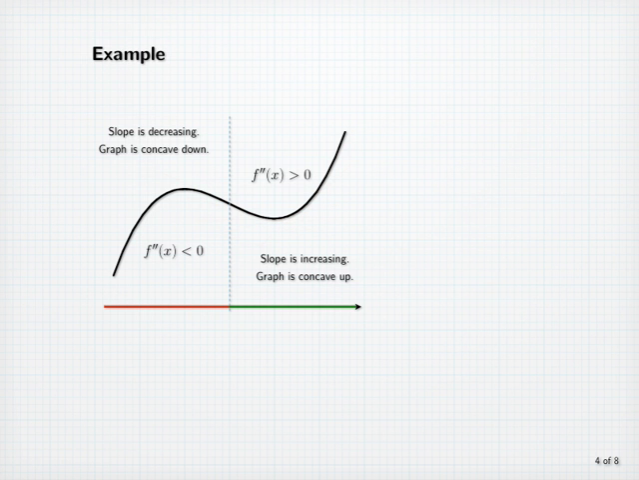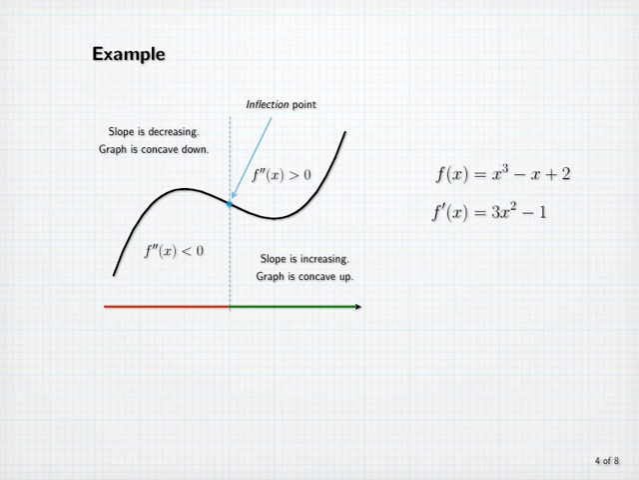The point where the concavity changes from down to up is called an inflection point. In this case, it's a point where f double prime changes from negative to positive. This graph is actually the graph of the function f of x equals x cubed minus x plus 2, whose first derivative is 3x squared minus 1.